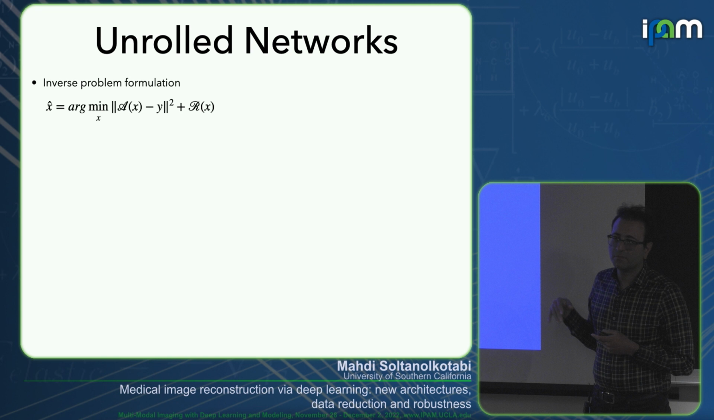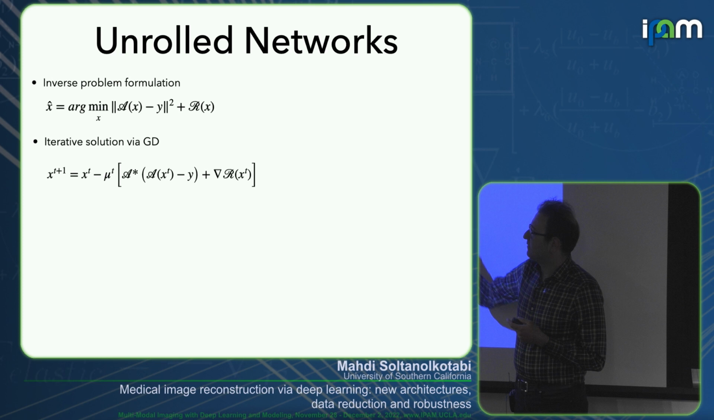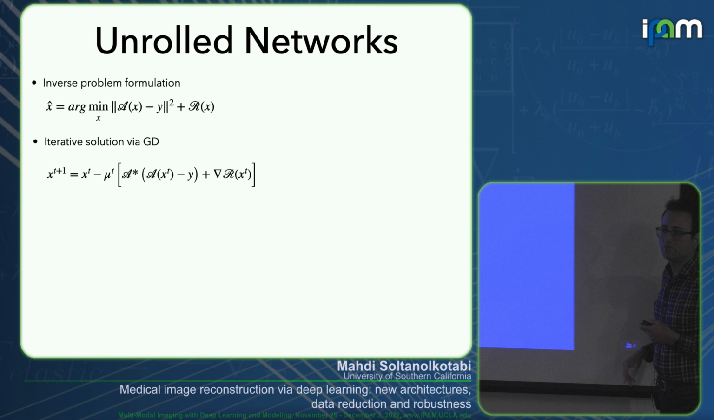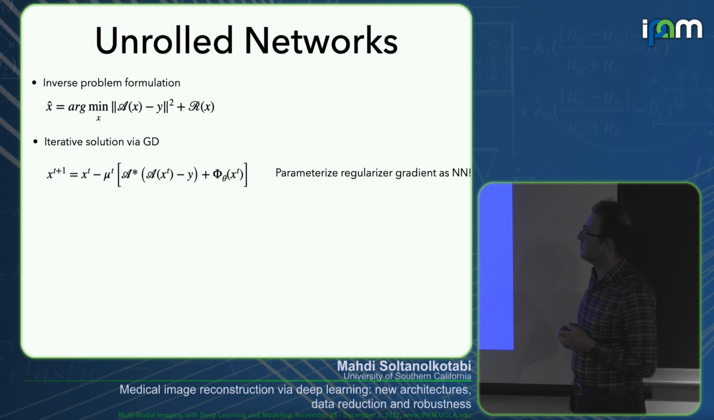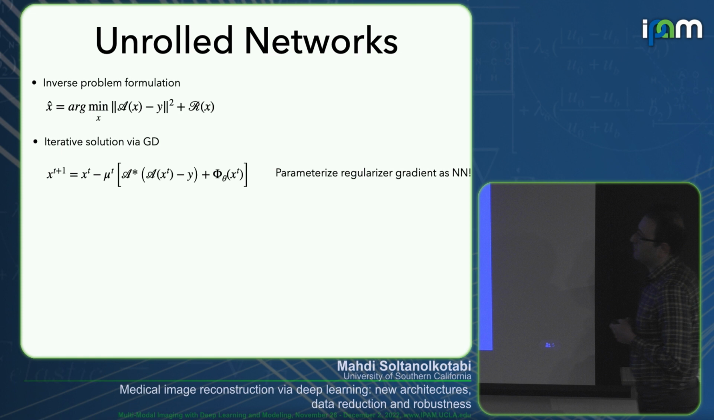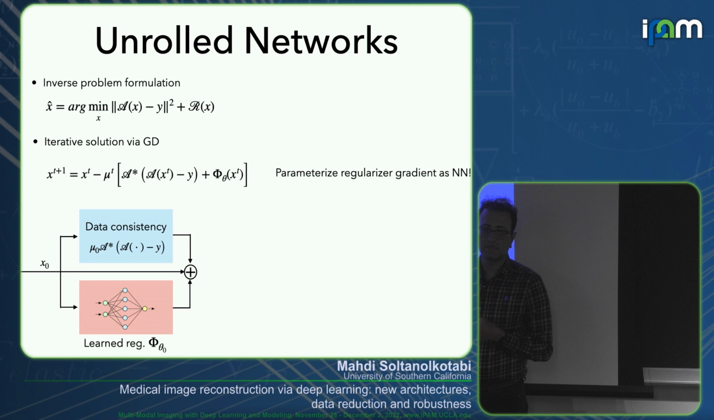Here, the idea is that if you had these classical approaches, you could basically solve them iteratively, right? Which would be, I have the gradient of the data consistency term and then the gradient of the regularizer. Now, of course, the question would be what regularizer would you pick, right? And now what you can do is, instead of thinking about what regularizer to put, you can basically parameterize the regularizer or at least the gradient of the regularizer as a neural network directly. And so if you use this idea, then you start from some initialization, you have your data consistency term, you have a neural network which is supposed to model the gradient of the regularizer, you add it, and then you keep iterating.